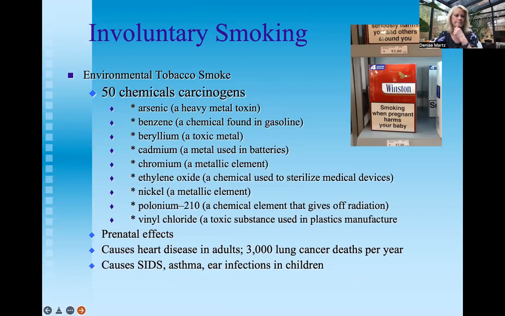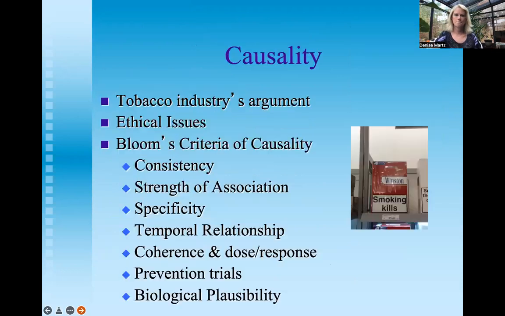Any questions here? I have a quick question. Okay, go for it. So if a child grows up in a household where smoking is present, how does it affect their development? Like, do they develop slower than healthy children?